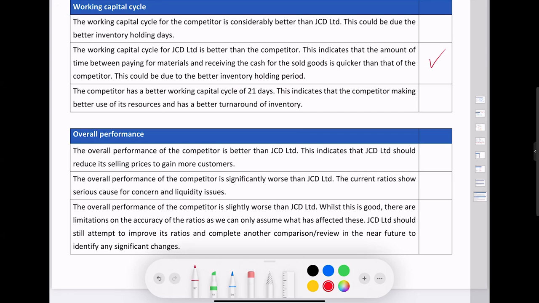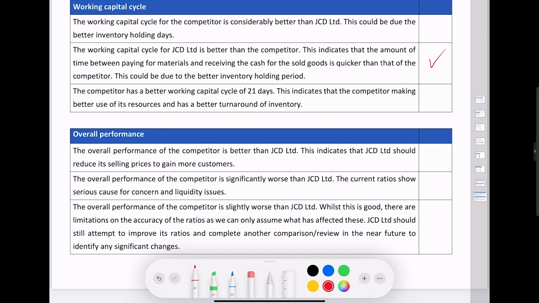Let's just check the last one is false. So the competitor has a better working capital cycle of 21 days. This indicates that the competitor is making better use of its resources and has a better turnaround of its inventory. Okay, well, it's not 21 days. We can certainly say that because there's only a 10-day difference. So that would be false.